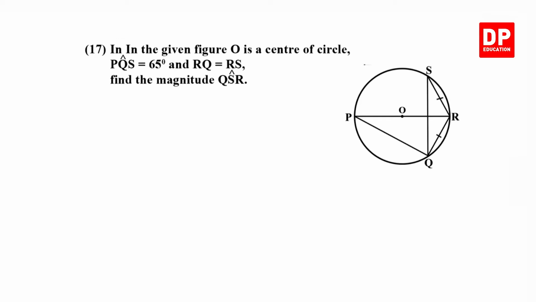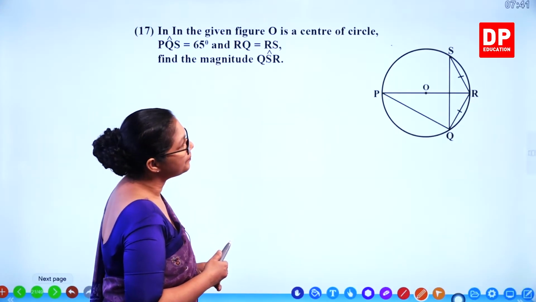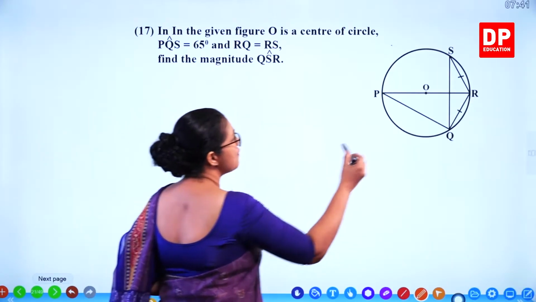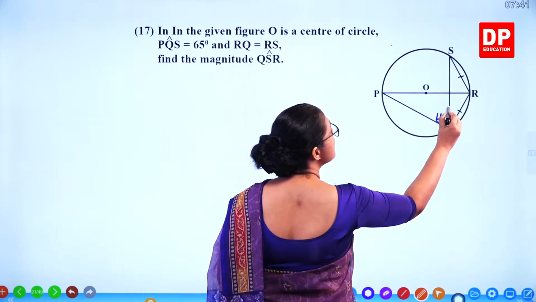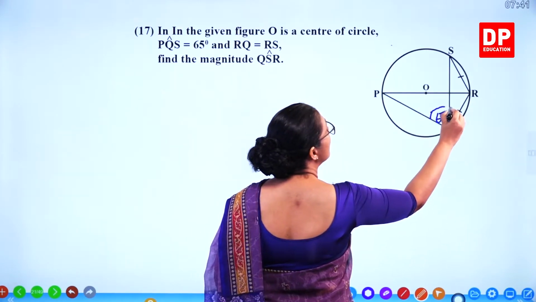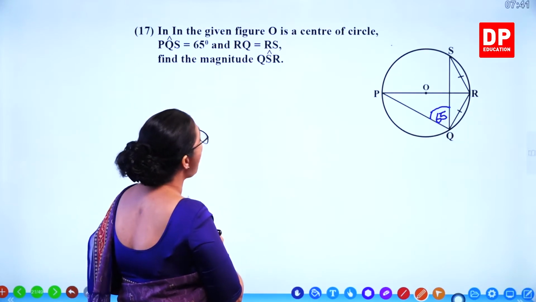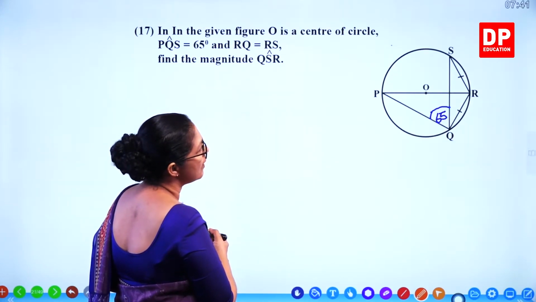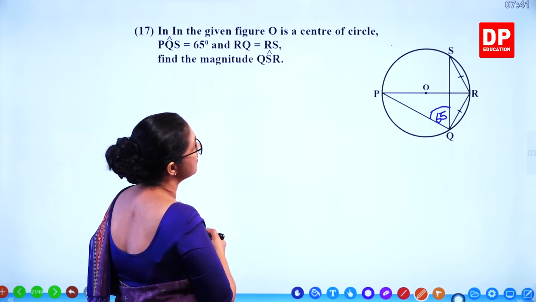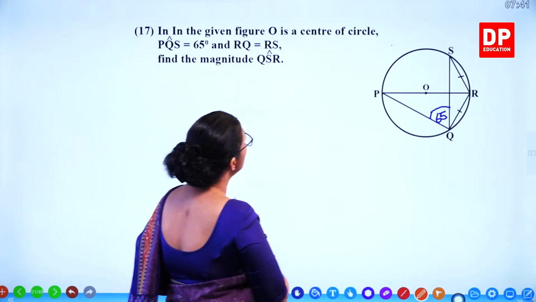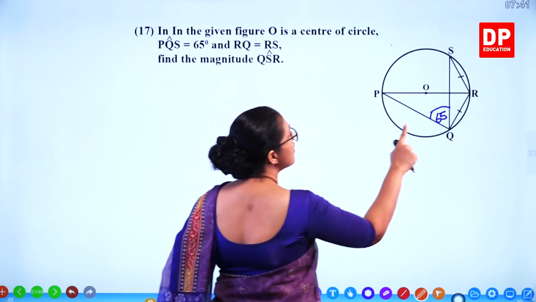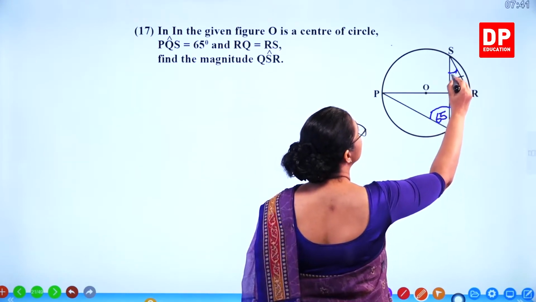Question number 17. In the given figure, O is the center of the circle. PQS is 65. This one is given 65. And RQ, that's given, is equal to RS. Find the magnitude of QSR. QSR, this one.